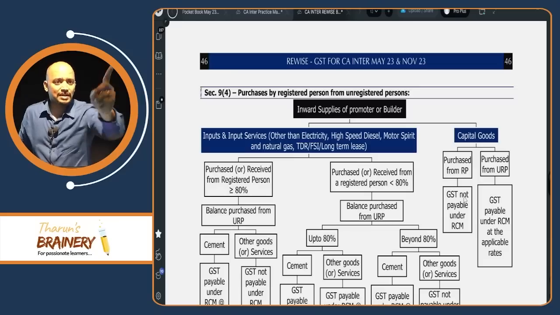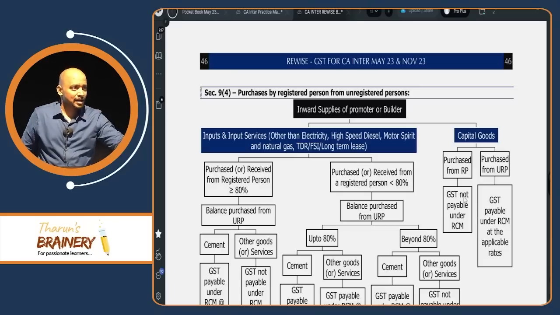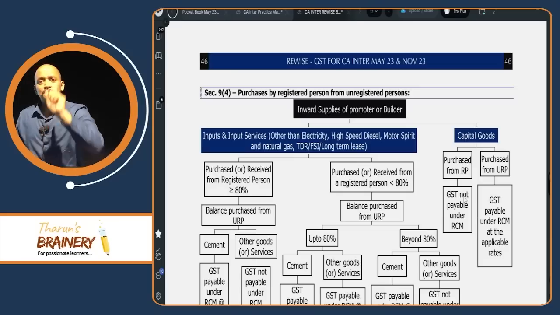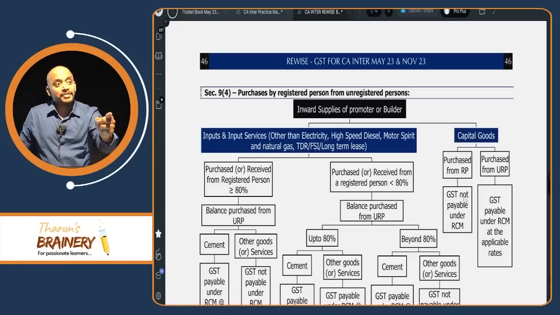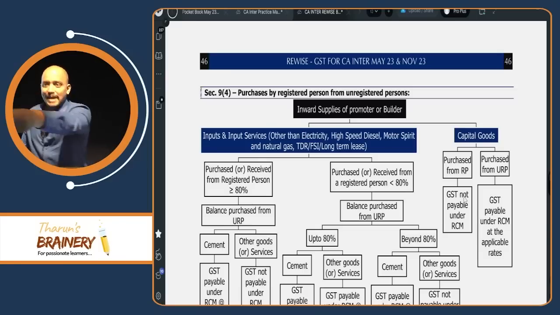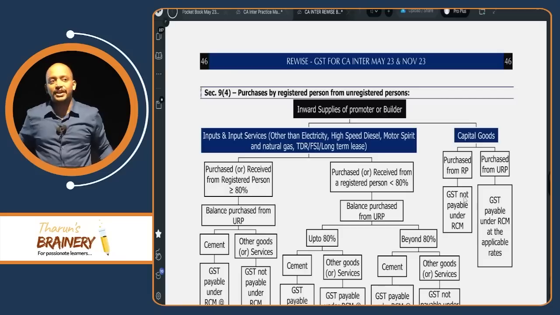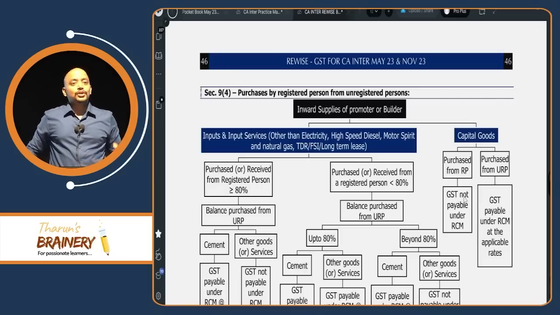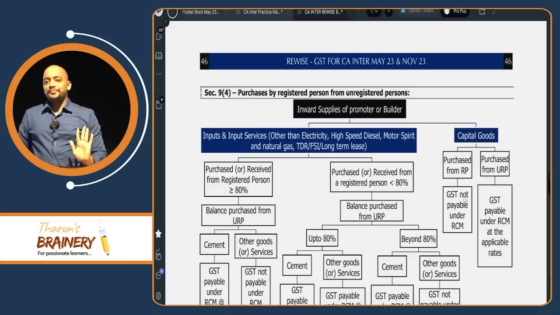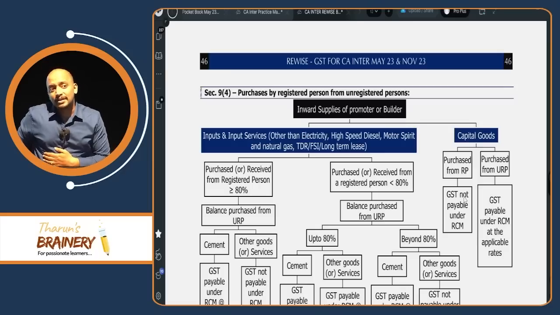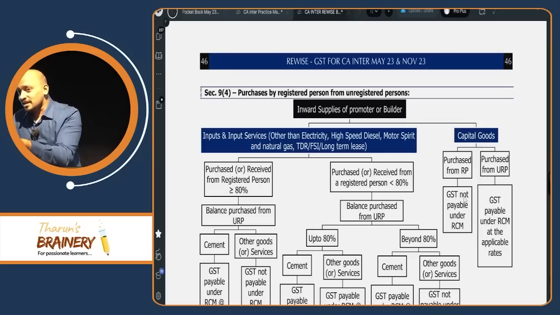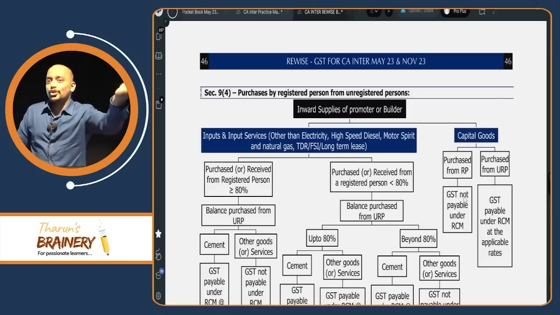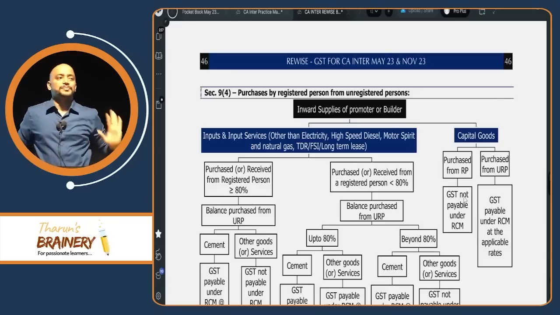But if you buy from a registered person, you would have paid GST to the supplier. That supplier will pay GST to the government. Means the government gets the revenue. Now you are buying from an unregistered person, no GST. So you pay GST under RCM. We need GST revenue. You understood? You die also, we need money. You got it? So you pay GST under RCM. So a promoter or builder is required to pay GST under RCM only when they are purchasing from an unregistered person. What if they buy from a registered person? Already GST paid. So no need to pay any GST under RCM, section 9(4).